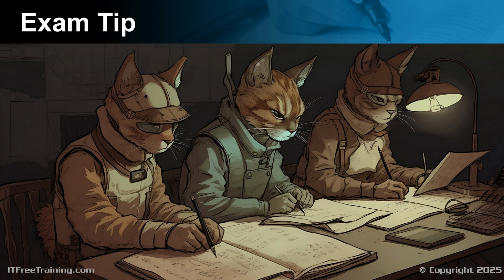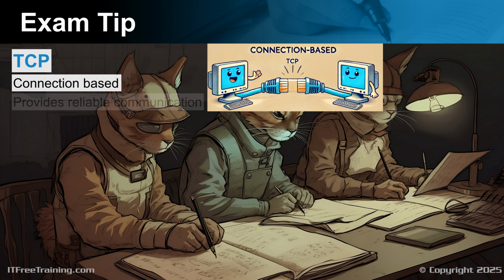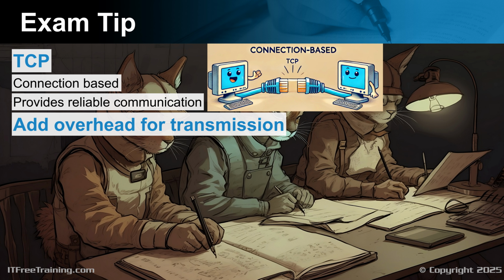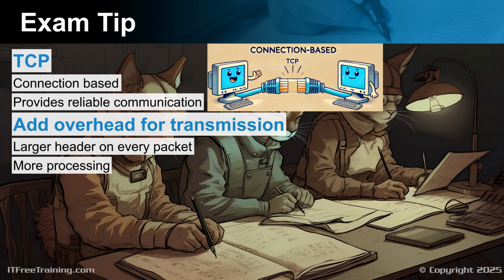For the exam, I would know that TCP is a connection-based protocol that provides reliable communication. That is, data is guaranteed to get to the destination as lost data is resent. The price of reliable data is additional overhead for transmission. This means a larger header and more processing. Just be aware that TCP adds overhead, but that is the cost you pay for reliable transmission.